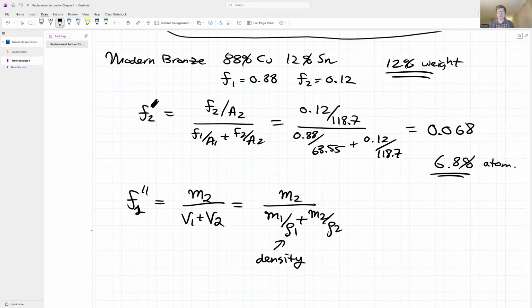M2 over rho 2. So I need to look up the density of both tin and copper. So I know the atomic weights. This is the atomic weight of tin, and this one's the atomic weight of copper. But the densities I don't know, so I have to look that up. Bear with me. Let's see.